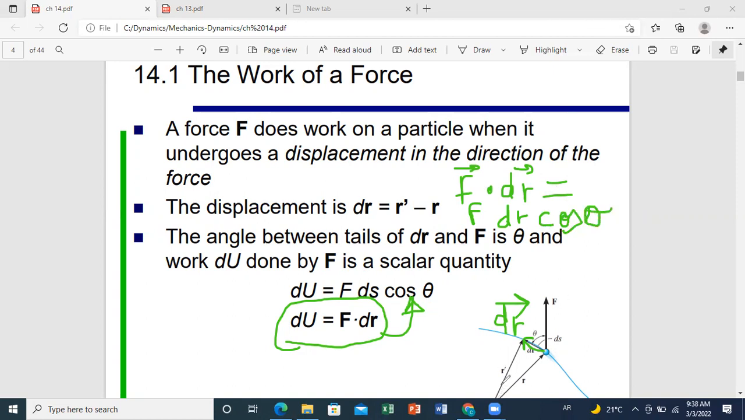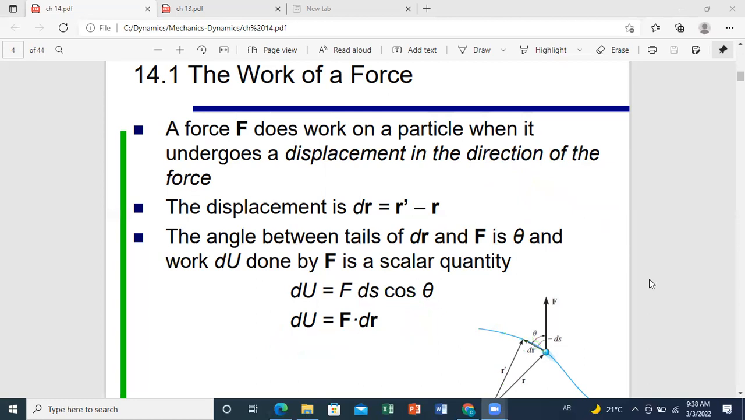And since we are taking a very small displacement, then the segment dr is equal to the arc ds. So dr can be replaced by ds. And then this is in agreement with the definition of work. This is why we say we can find the work by just doing the dot product of the force applied times the displacement vector. Any question on this?